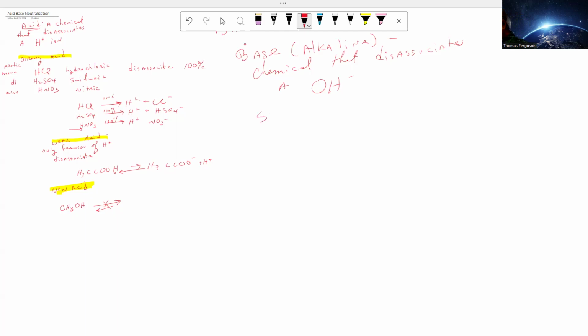So strong base, 100% of the OH comes off. Like lye, sodium hydroxide, or potassium hydroxide. These are the two caustic chemicals you make soap with.